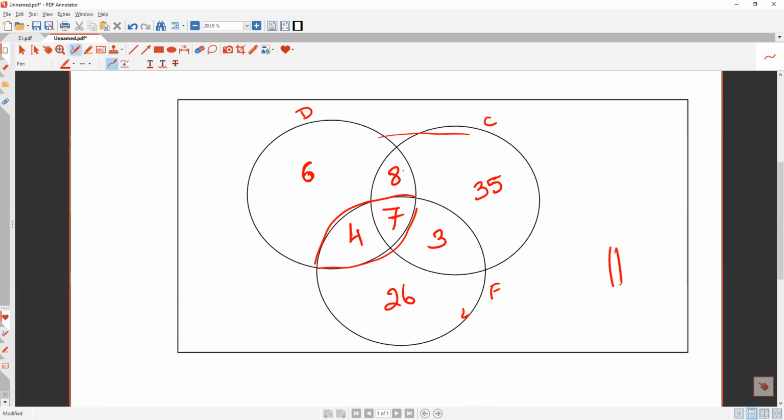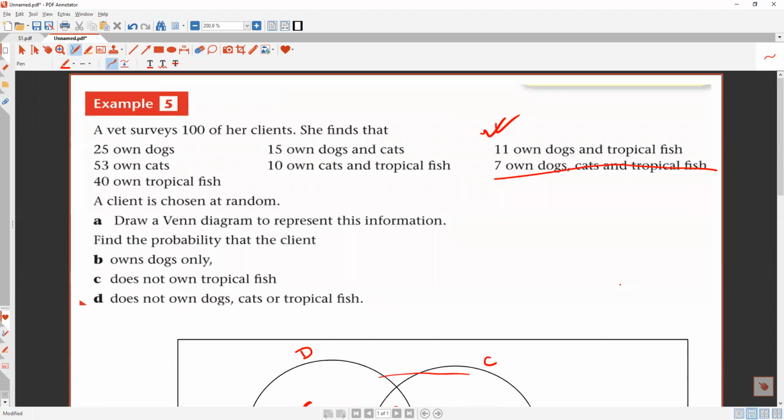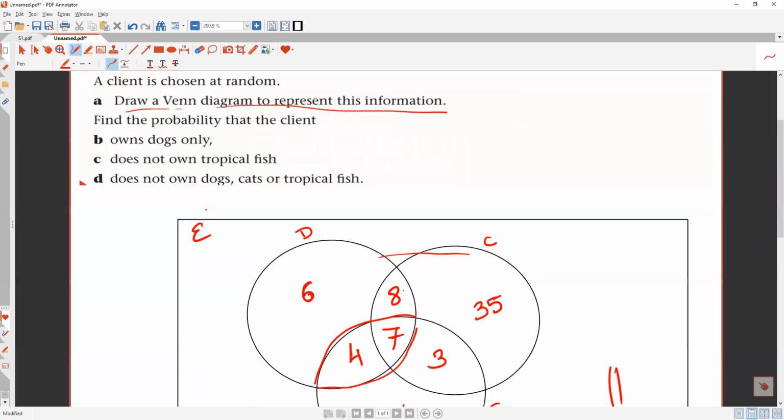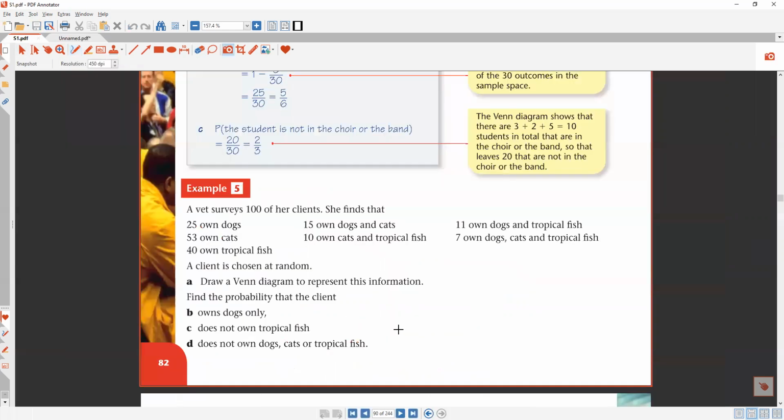Okay, done. So this is my Venn diagram. The Venn diagram should not include probability, because they just said draw a Venn diagram to represent this information. But a client is chosen at random, so you have to do everything divided by 100. Everything divided by 100 you guys need to do. Check. Okay.